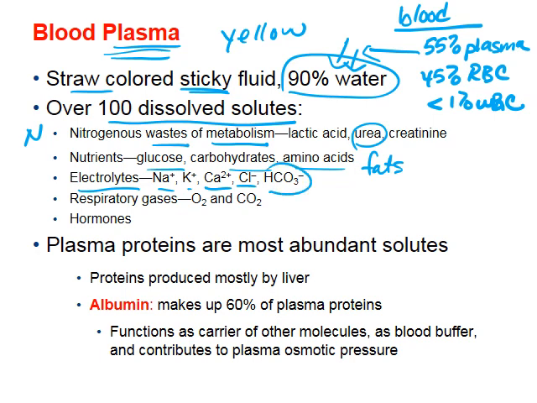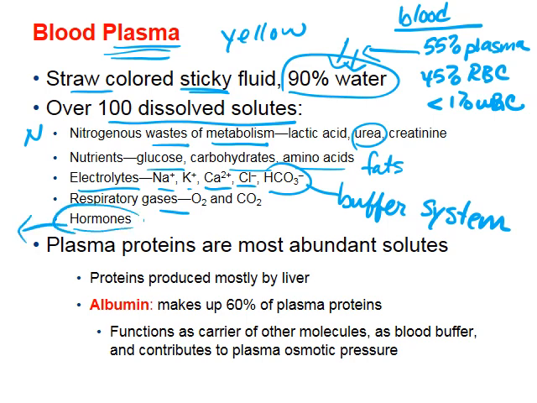This is something called bicarbonate. This is a buffer system we'll talk about later. Sorry, I keep saying that, but we're just leading you into it. Obviously, respiratory gases, oxygen and carbon dioxide, and then we just spent a whole chapter talking about hormones, so you know that those are traveling as well. Those would be in the blood plasma.